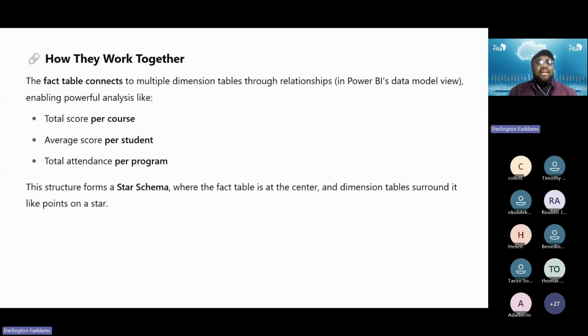How they work together. The fact table connects to multiple dimension tables through relationships in Power BI's data model view, enabling powerful analysis like total score per course, average score per student, total attendance per program. Beautiful, beautiful. The structure forms a star schema.